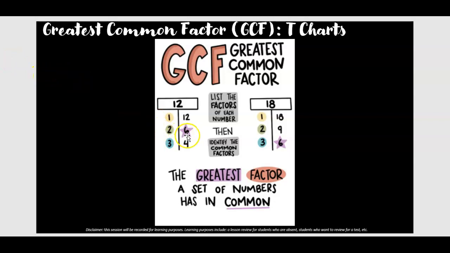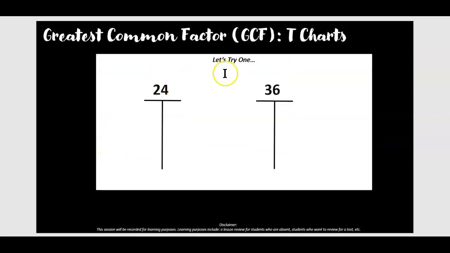Okay. So anyway, the greatest factor in a set of numbers is common. Let's go. So what is the greatest common factor using T-charts of 24 and 36? I'm going to go slow on this one, but the rest of this presentation is going to go by very quick. So you can always do 1, because 1 times 24 and 1 times 36.